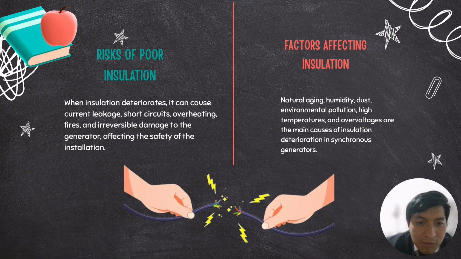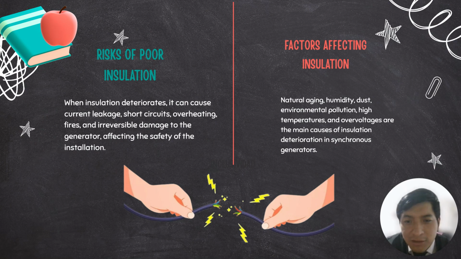Risks of poor insulation. When insulation deteriorates, it can cause current leakage, short circuits, overheating, failures, and irreversible damage to the generator, affecting safety.